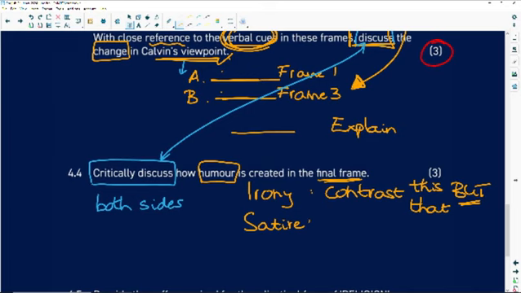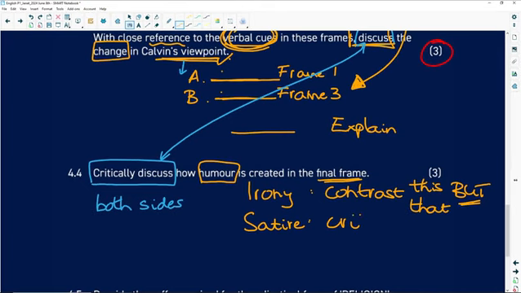Irony is a contrast between this, which is what we think or believe, and that, which is the reality. And you answer an irony question by saying this but that. This is what I thought, but this is what actually happened. This is what I was hoping for in the exams, but this is what the result finally was. This is what I believed about my boyfriend, but this is what he's actually like. That is irony.